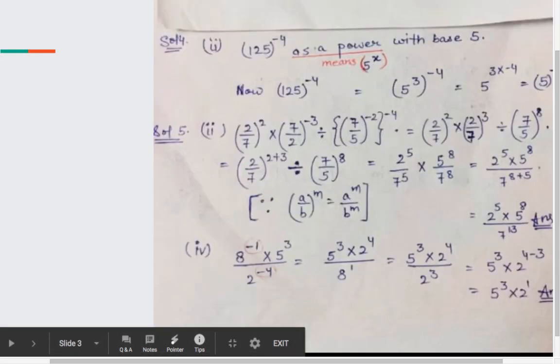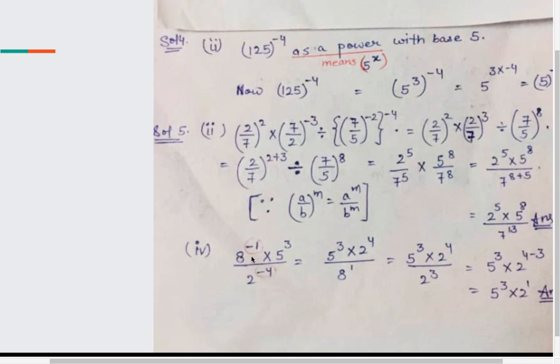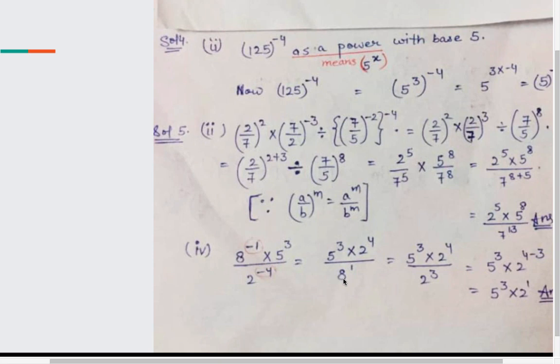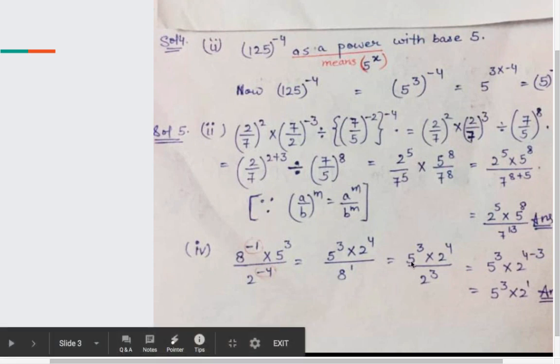How will it be written? See, 5 raised to power 3 into 2 raised to power 4. That means this 2 raised to power 4 goes in the numerator. From the denominator it goes to the numerator and it becomes positive. Similarly, 8 raised to power minus 1 will go in the denominator and will become 8 raised to power 1. Same power, students, remember, just we are using the negative power. Okay. So, equals to, yes, 5 raised to power 3 into 2 raised to power 4 upon 8.